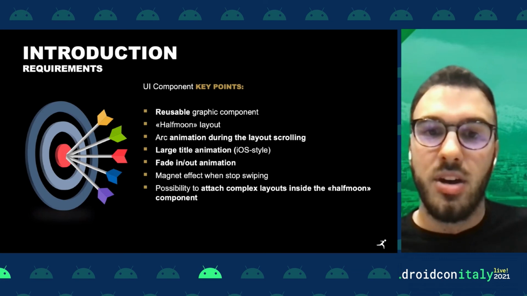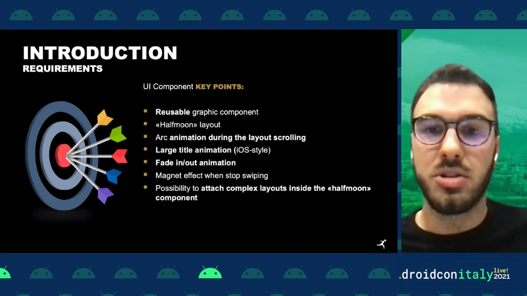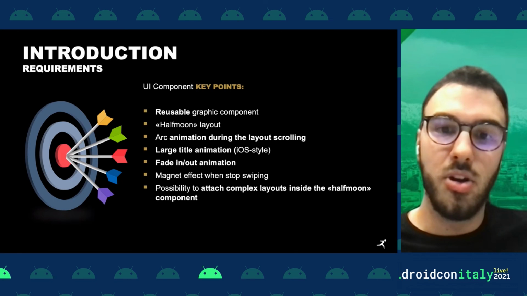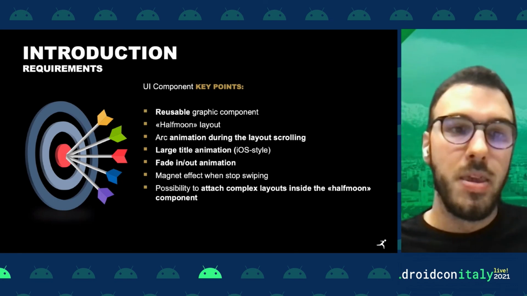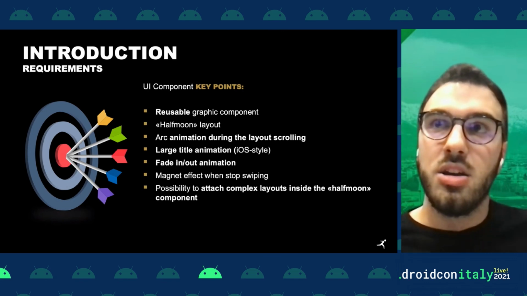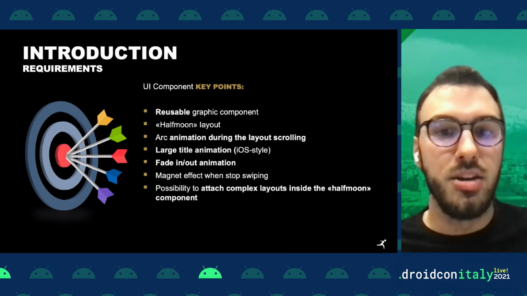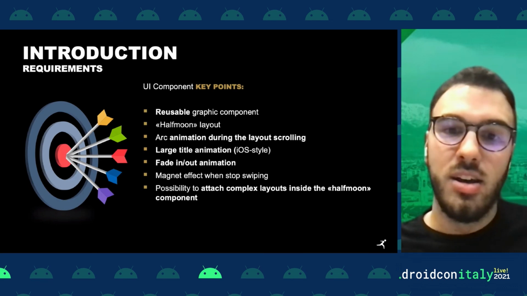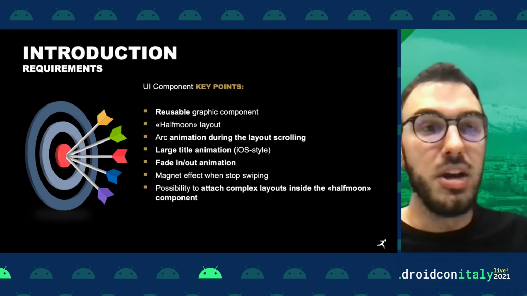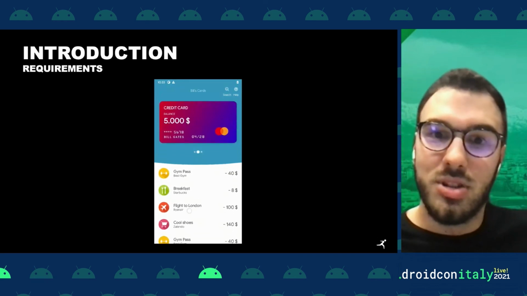Then we need some different animations on the arc when we are in the scrolling phase: the arc increases and decreases based on the scrolling. We need a large title animation, like on iOS, also managing fade in, fade out, and small title to large title animation. Then we need a magnet effect in the scrolling phase. And finally, we need the possibility to insert a complex graphic component inside or near the half moon. Here we have an example of our layouts and requirements.